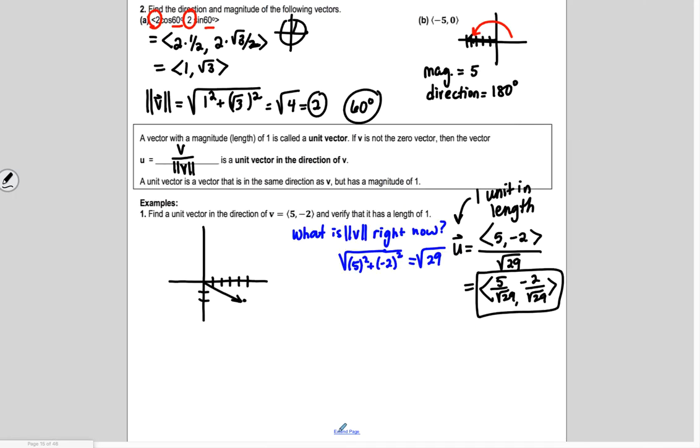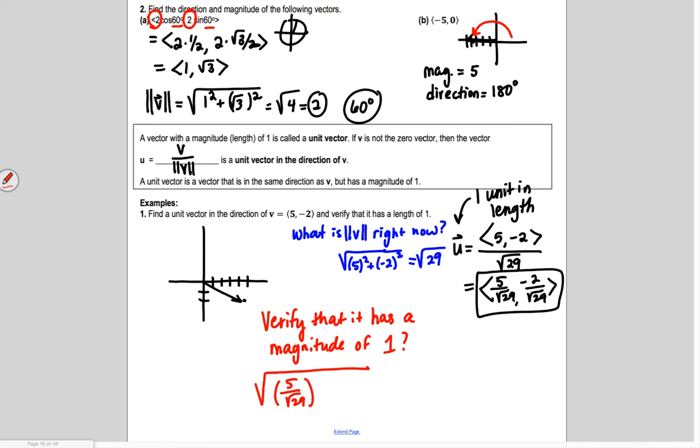All right, so now we're going to verify that it's a length of 1. I'm verifying that it has a magnitude of 1. So I'm going to take this vector that I just found right here, and I'm going to find its magnitude. I know that you guys don't like that and you're scared of it, but it's fine. So I'm going to square it. And then I'm going to do negative 2 over root 29, and I'm going to square it.